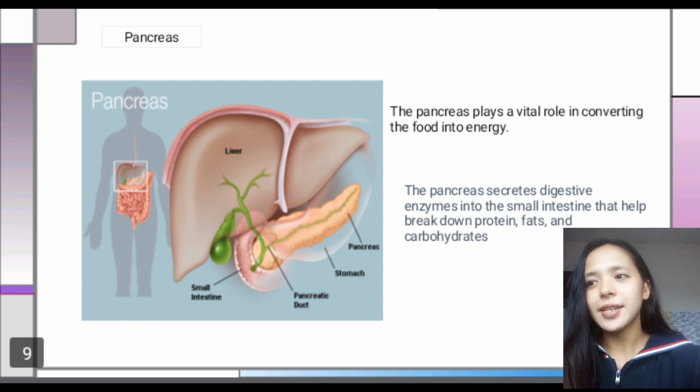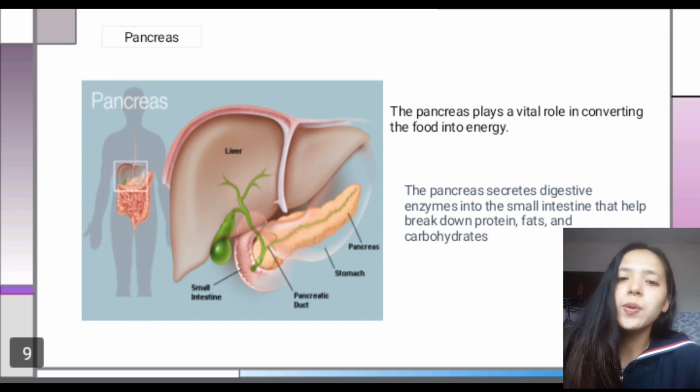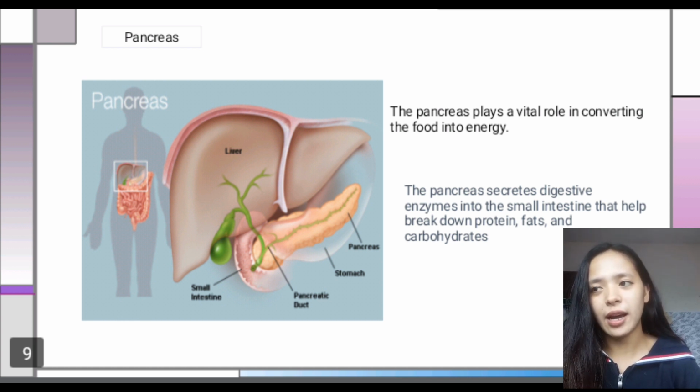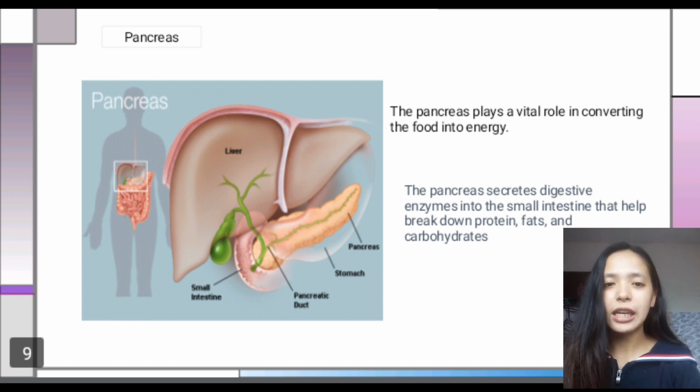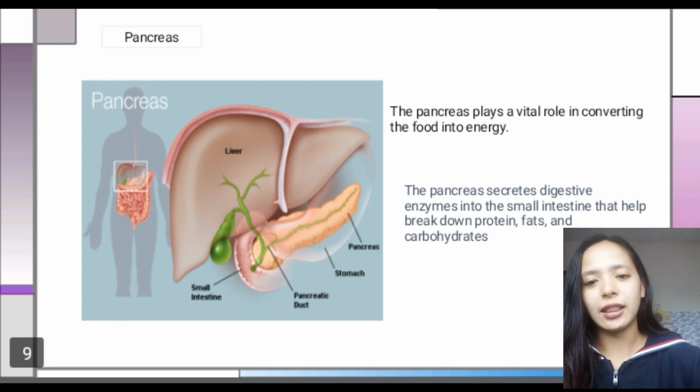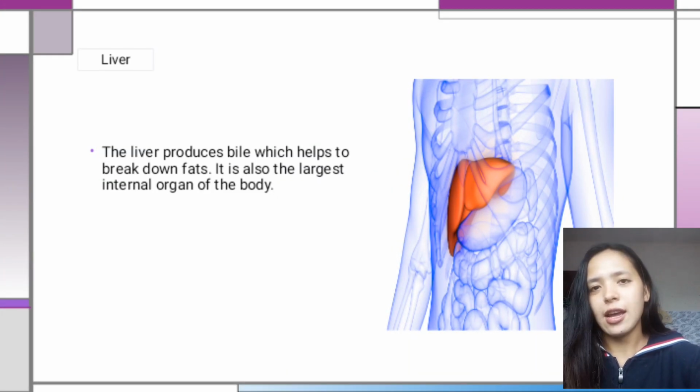The pancreas secretes digestive enzymes into the small intestine that help break down protein, fats, and carbohydrates. So the pancreas is the one that secretes enzymes to quickly break down the proteins, fats, and carbohydrates in the food we take in.